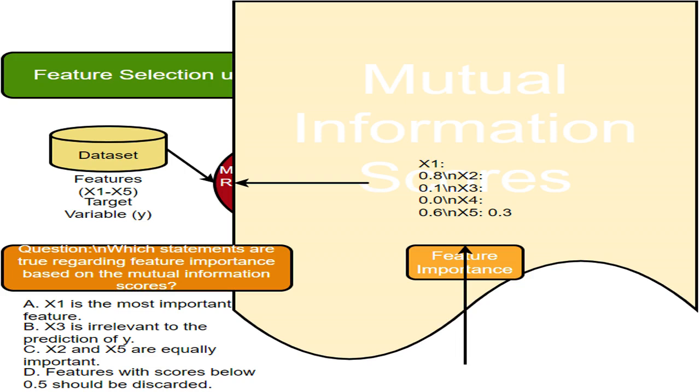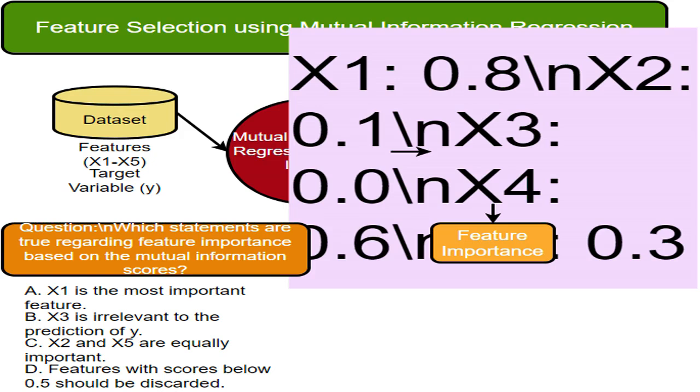mutual_info_regression function. Each score represents how strongly a feature is related to the target variable. A higher score means a stronger relationship. These are the actual scores I got. For example, x1 has a score of 0.8, suggesting it's very strongly related to the target, while x3 has a score of 0.0, indicating no relationship.